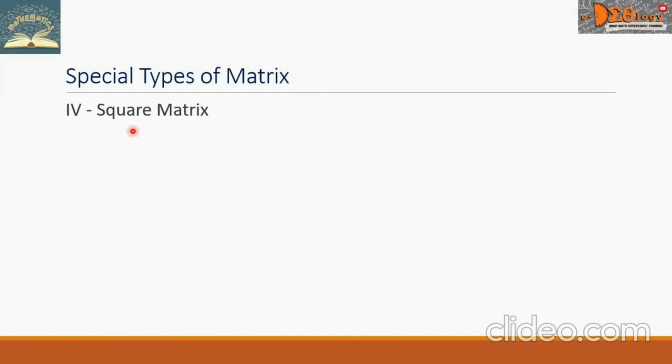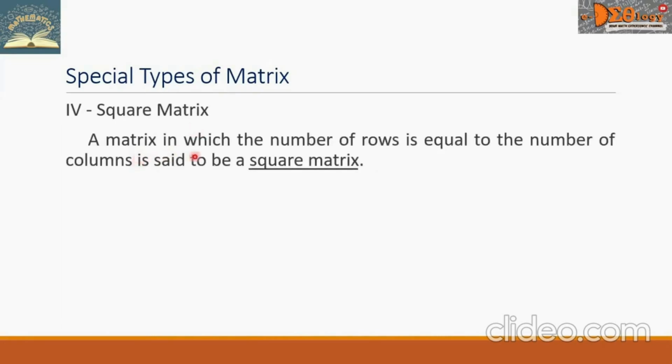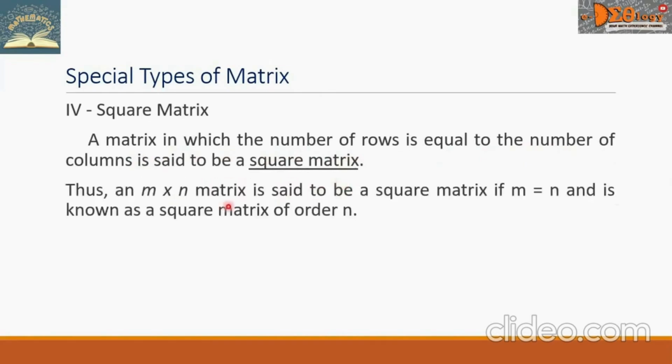Fourth type is square matrix. A matrix in which the number of rows is equal to the number of columns is said to be a square matrix. Thus, an M by N matrix is said to be a square matrix if M equals N and is known as a square matrix of order N.